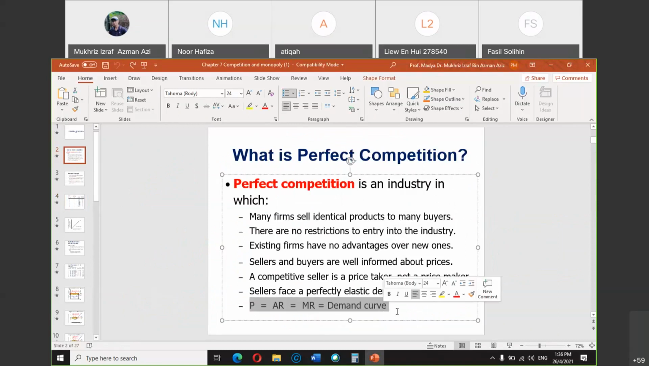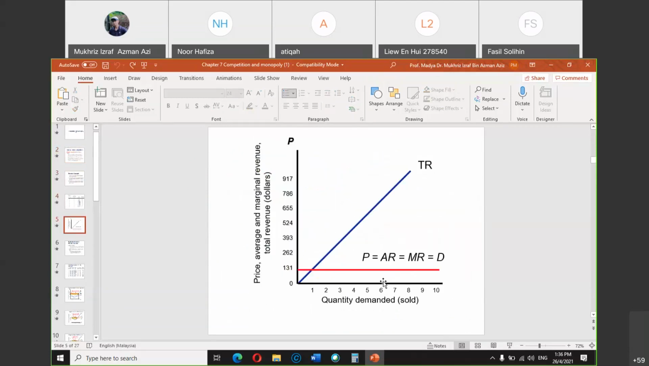Okay, why is this equality possible? It can exist in a perfect competition market. Basically it all started with the firm being a price taker, and therefore they face a perfectly elastic demand curve. If you were to plot this in a graph, you will see that the demand curve, as we just confirmed, is a perfectly horizontal line. So P, AR, and MR are in one straight line. They are all referring to the same line.